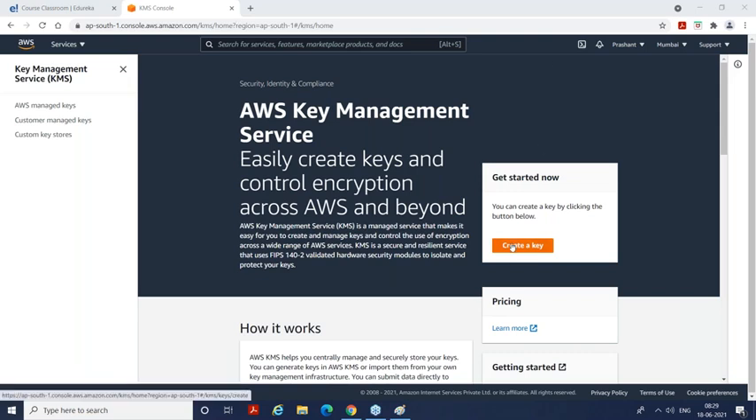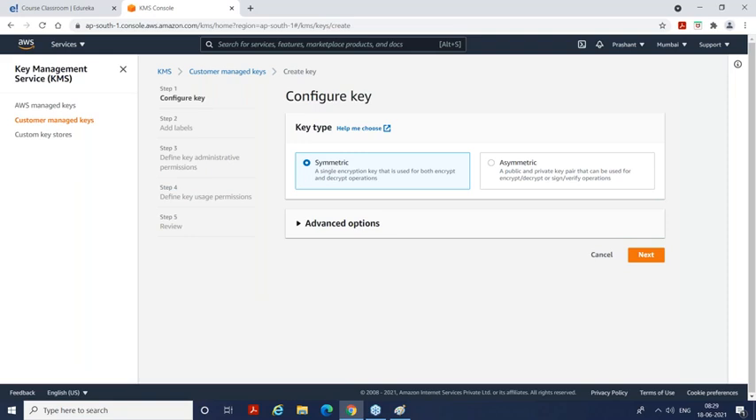In KMS, you directly say create key, and you will have a choice whether you want a symmetric key or an asymmetric key. Now, what is a symmetric key and what is an asymmetric key? Symmetric key, try to understand very clearly: when you use the same key to encrypt your data and to decrypt that data, that is your symmetric key. An asymmetric key is when you use one key to encrypt your data and another key to decrypt your data. That is your asymmetric key.